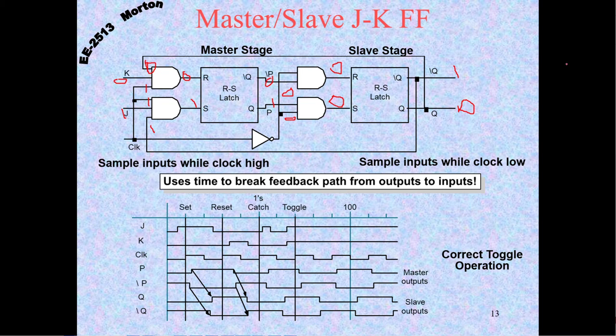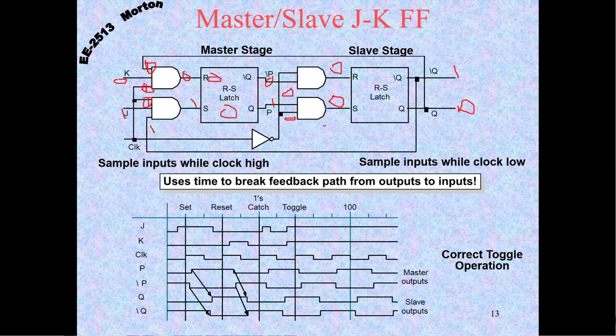Now, does this change the slave stage? No, it does not, because the clock inputs to these AND gates right here are 0. So these AND gates are outputting 0, so this slave latch is in hold mode. Even with this 0 and 1 going in, it's not going to affect it. But when the clock falls from 1 to 0, look what happens. The clock input now becomes 0 on both, and that means that both R and S are 0. That means this is going to hold. So P is 1, P bar is 0, and it's going to stay that way until the clock changes again.